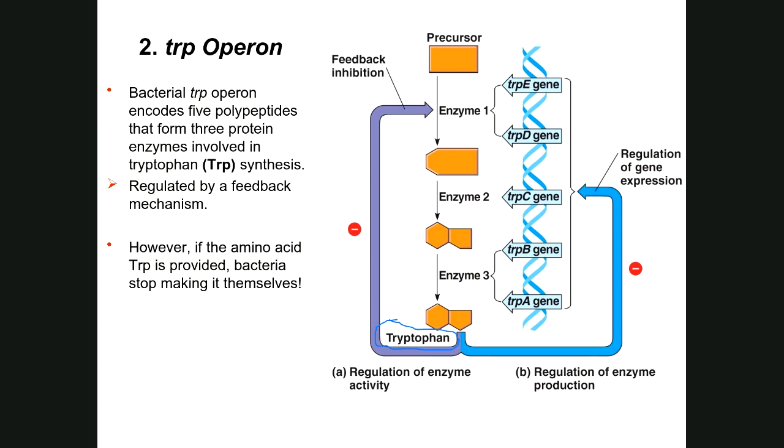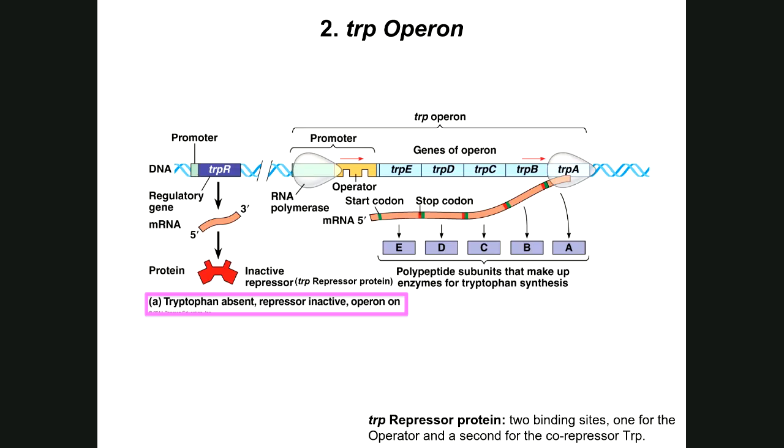So what happens now is that some of this tryptophan is involved in what we call a negative feedback mechanism to turn off gene expression of the trp operon. Okay, and that's what they're showing you over here.